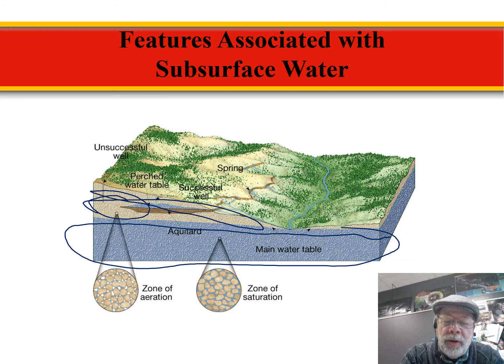If you take a look at the stream here, well, that stream is where the land intersects the zone of saturation. So the stream often is right at the water table itself. And that explains why a stream can keep running even though it's been dry for a long time, because it's taking water from the groundwater itself.